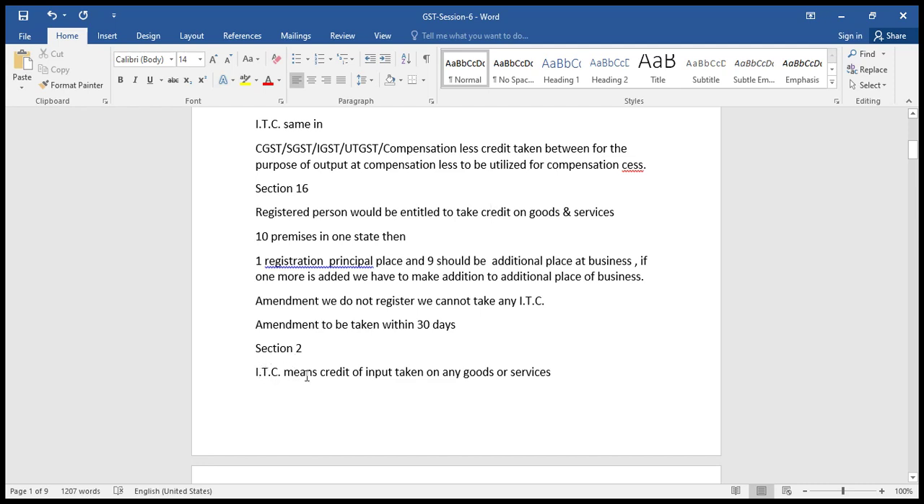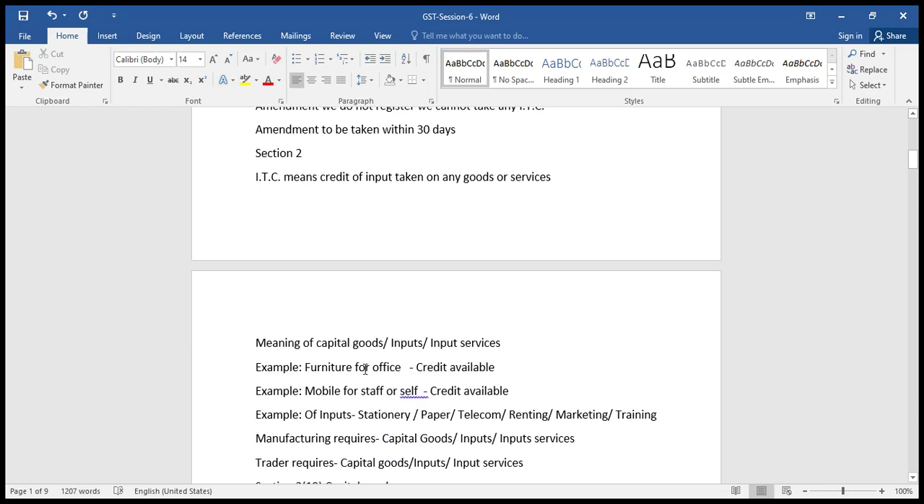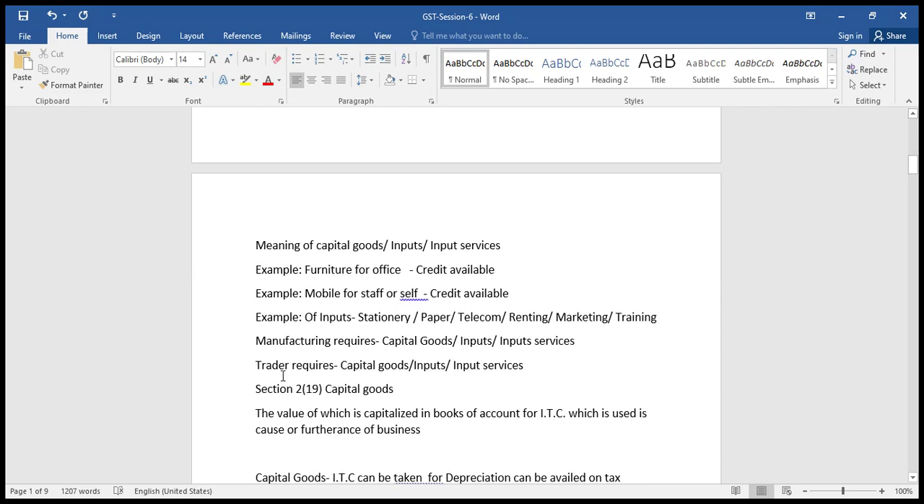Section 2 ITC means credit of input tax taken on any goods or services, including the meaning of capital goods and input services. Example, furniture for office, credit available. Example, mobile for staff or self, credit available. Example, inputs, stationery, paper, telecom, renting, marketing, training. Manufacturing requires capital goods and input services. A trader requires capital goods and input services.